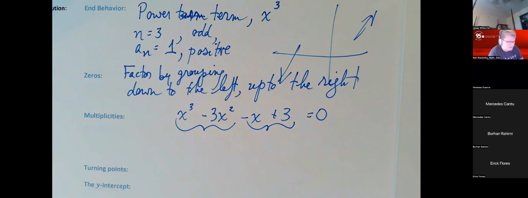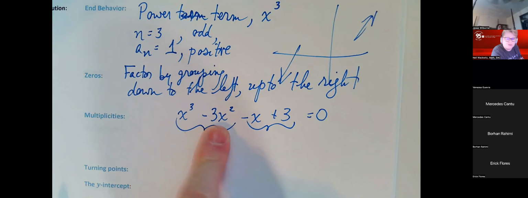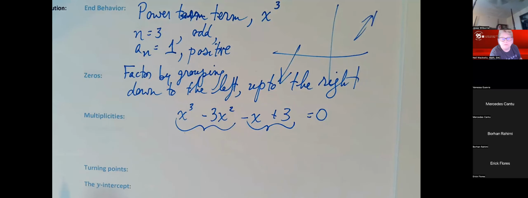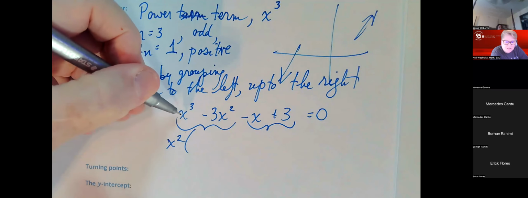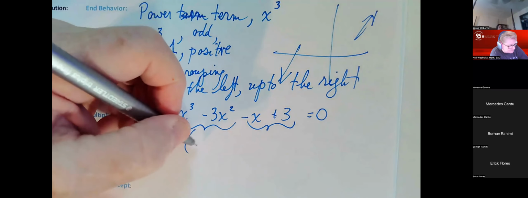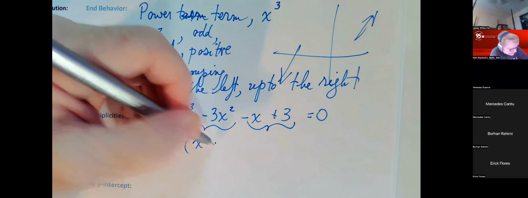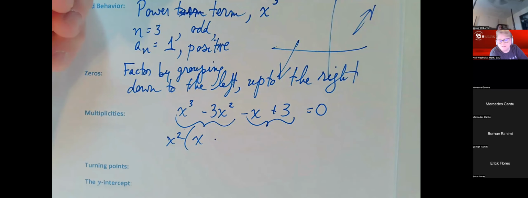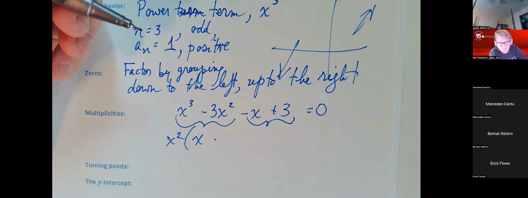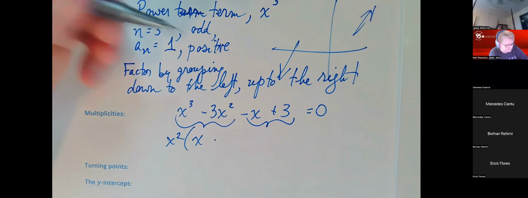Sorry, can you say that again? So what is common between 1x cubed and negative 3x squared? I'd say the x squared. That's right. We have 3 x's, we're pulling 2. How many are left? 1. Good. And we've got negative 3x squared divided by x squared. What does that leave? Doesn't it leave just a 3? Good.